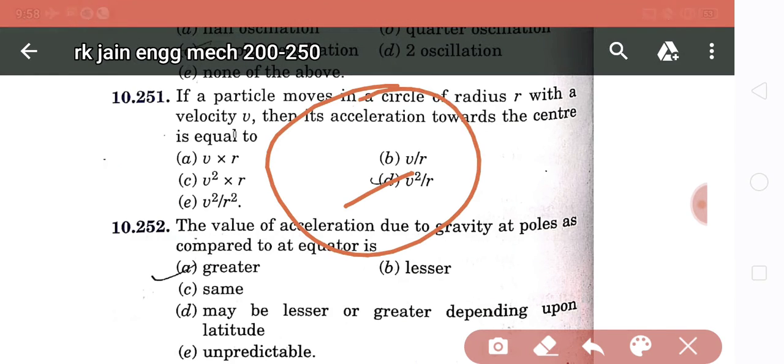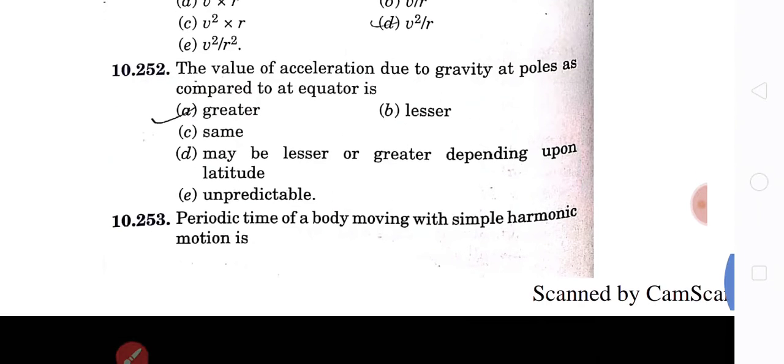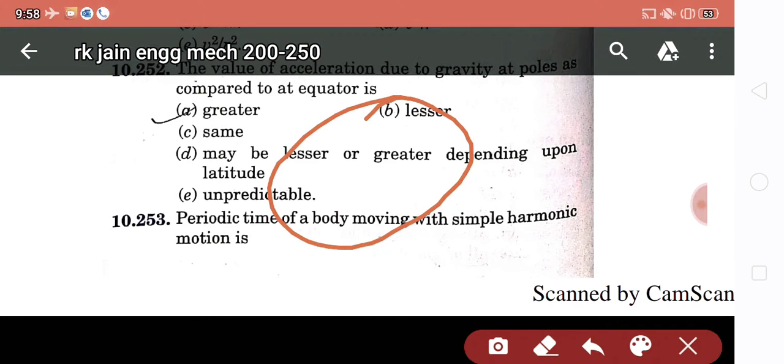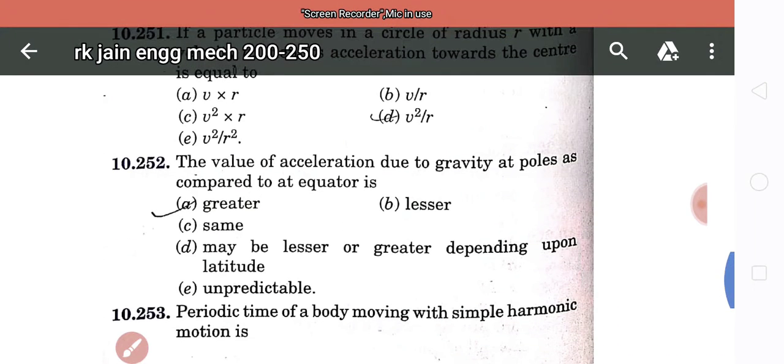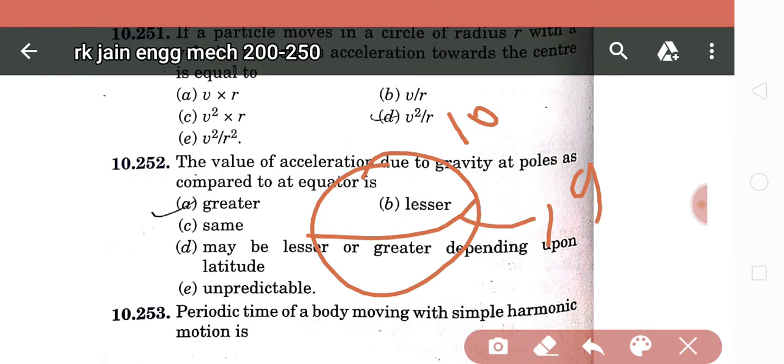It is also called centripetal acceleration. The value of acceleration due to gravity at the poles compared to the equator is greater. We know that the gravitational acceleration at the pole is about 10 meter per second square and at the equator is 9.81 meter per second square. Hence, the answer will be greater.